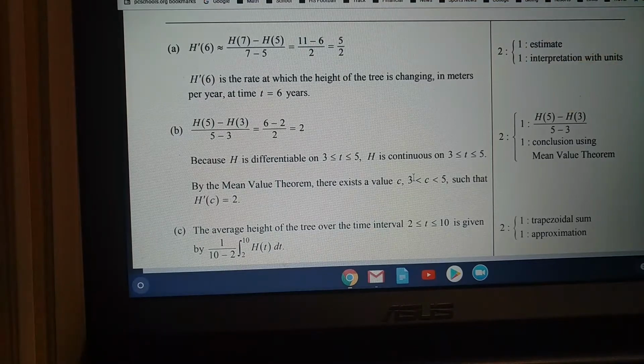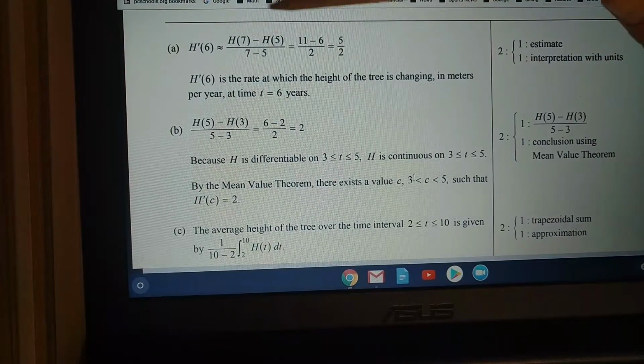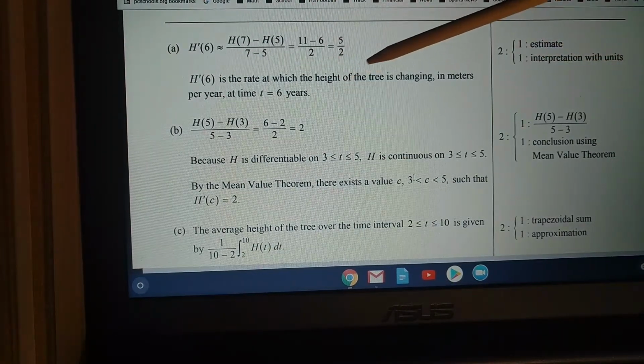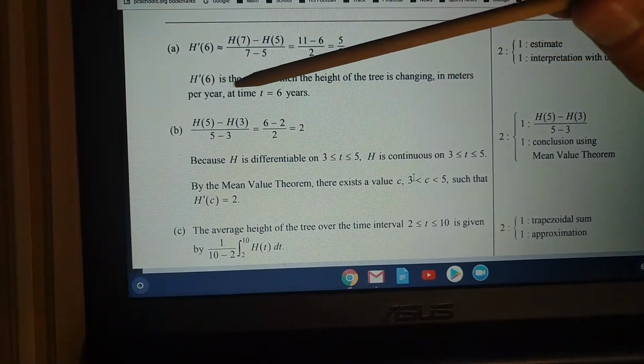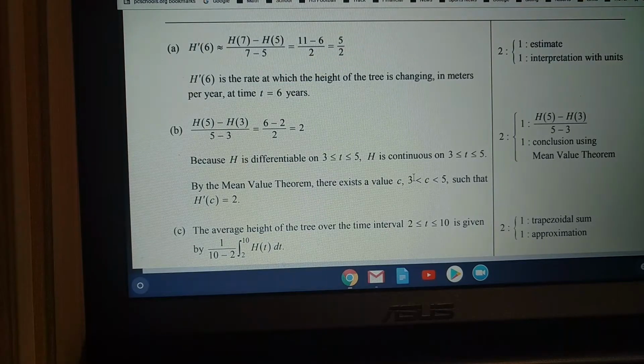And then your interpretation gets you a point, which it's important that you specify, and you have to write this out in English, that this is the rate at which the height of the tree is changing, and you must include units in meters per year, and you must include that it is at the time at 6 years. So all that has to be there to get your 2 points.